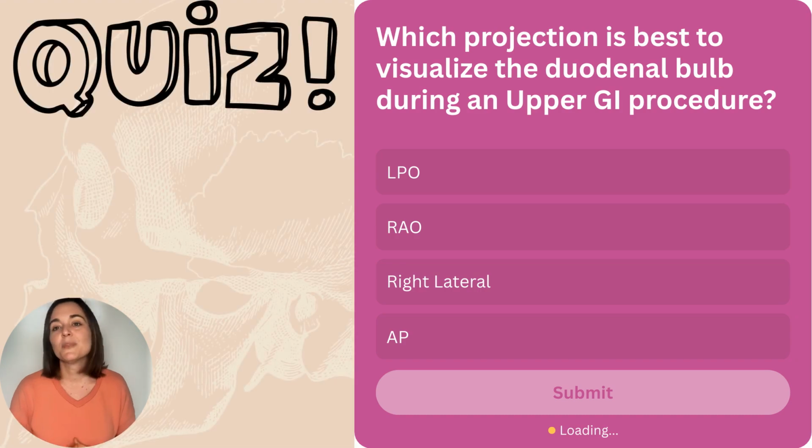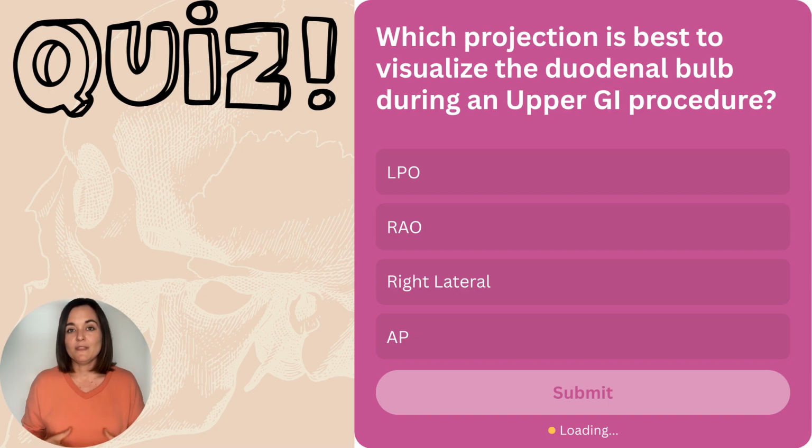Pop quiz break. Which projection is best to visualize the duodenal bulb during an upper GI procedure? LPO, RAO, right lateral, or AP? The answer is RAO. This view opens up the duodenal bulb and canal by angling the patient forward and right, ideal for visual separation.